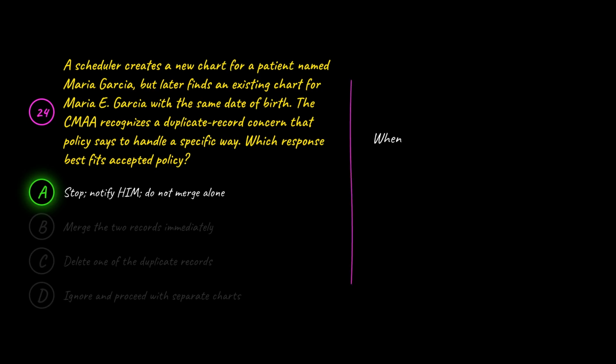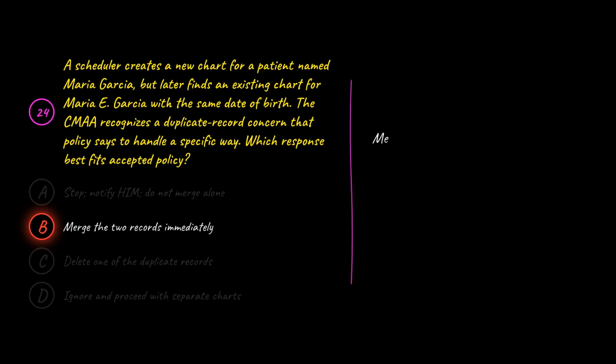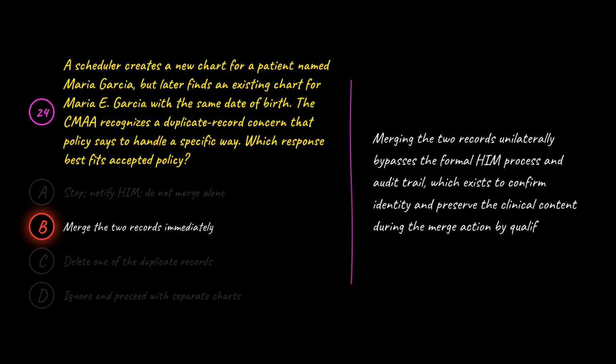A is correct because when a duplicate is suspected, the CMAA stops creating new chart entries, notifies the Health Information Management Team, documents the discrepancy, and does not merge unilaterally, since merging requires HIM-level access and review. B is wrong because merging the 2 records unilaterally bypasses the formal HIPAA process and audit trail, which exists to confirm identity and preserve the clinical content during the merge action by qualified staff.